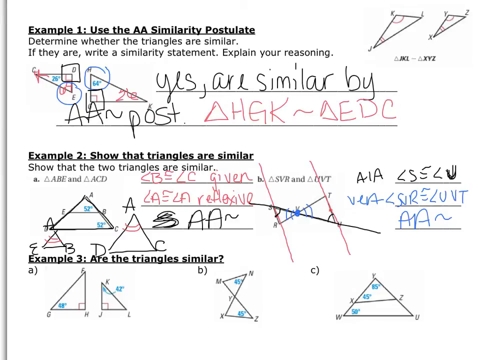All right, so for example 3, I would like you to complete this on your own. So are the triangles similar? So it's going to be a yes or no. If it's a yes, you're going to tell me why it's a yes. So go through here, A, B, and C, and then we'll check it when you get to class.